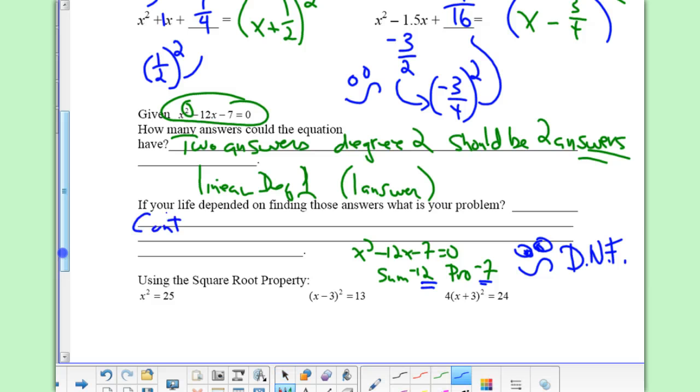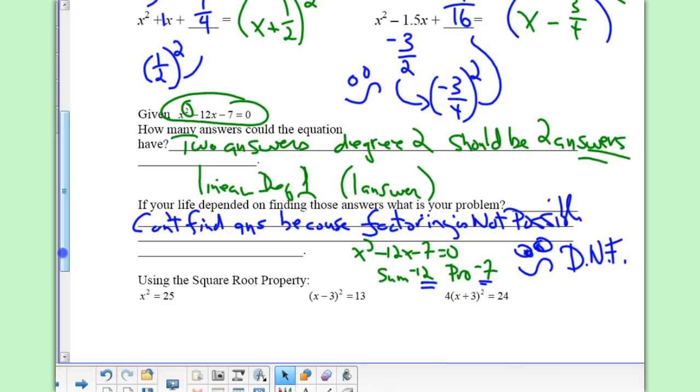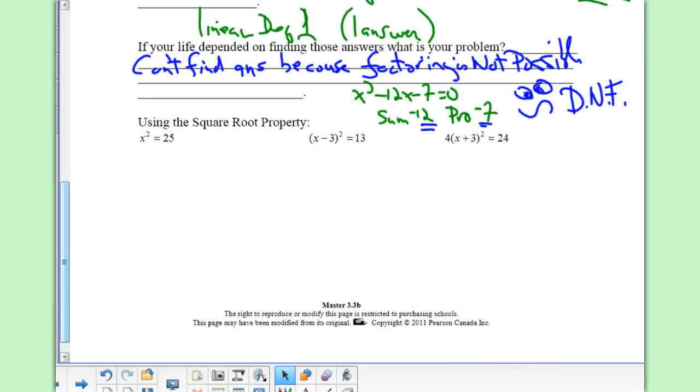Okay, so if your life depended, what's your problem? I can't find my answers because my skills, right? Because factoring is not possible, right? Okay. So what are we going to do? We're not going to sit and cry. We end up having to use the square root property.